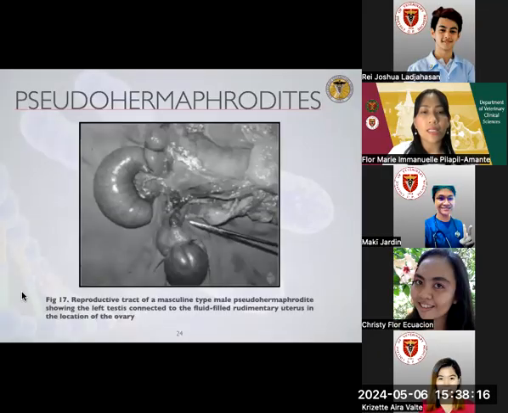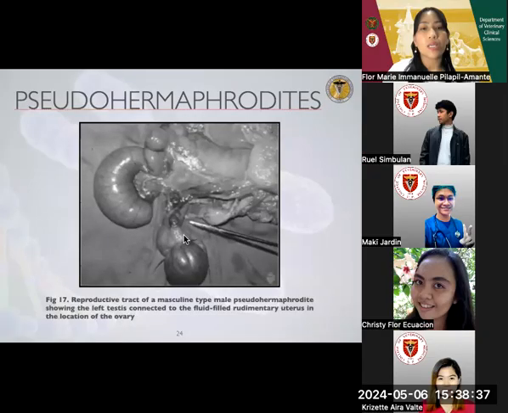And lastly, we have the reproductive tract of said male pseudohermaphrodite. And we see that there is here the ovary. So this is the left horn, and this is your uterus, okay, but it's not entirely developed. And then we have an ovary right here. Okay, so this is abnormal because it came from a male. So it should not have this female reproductive tract inside.